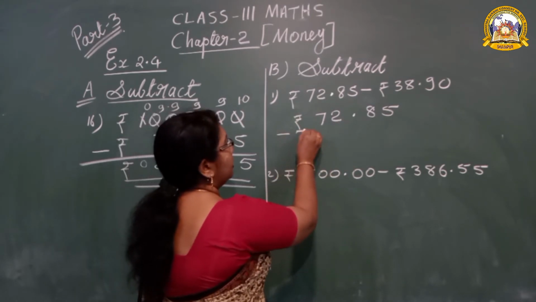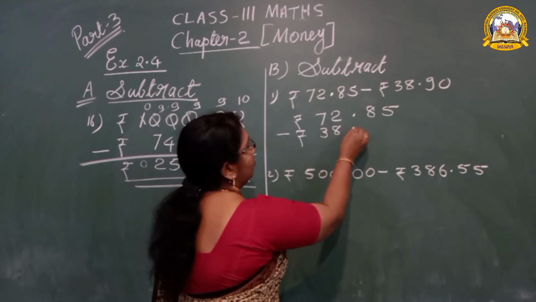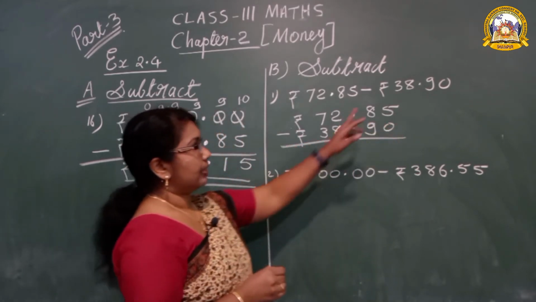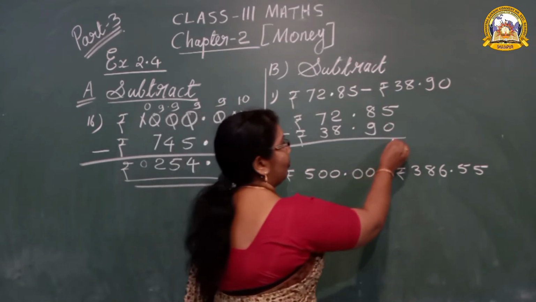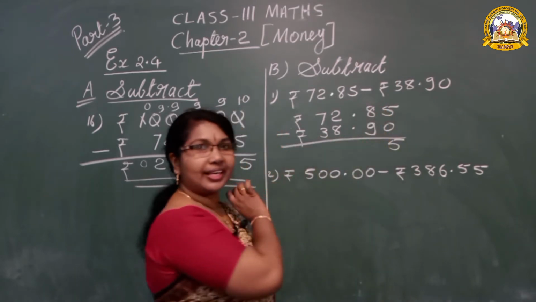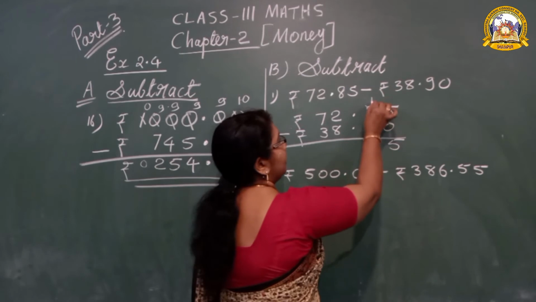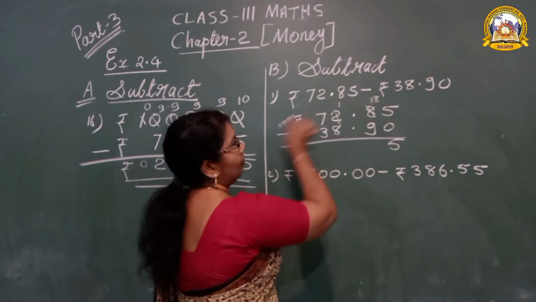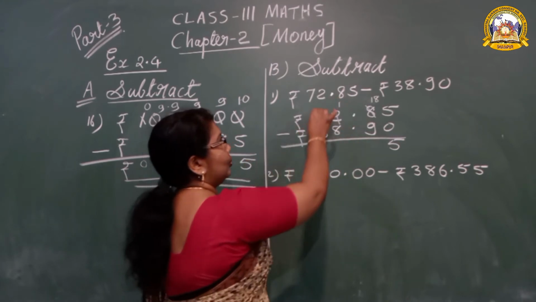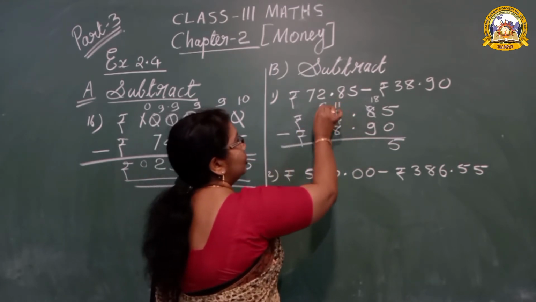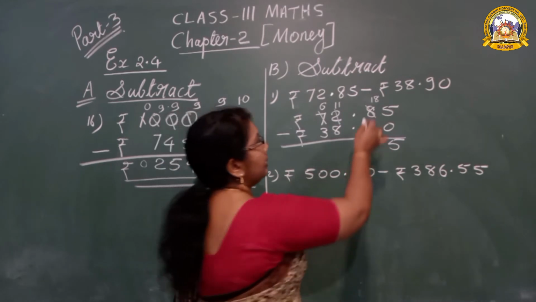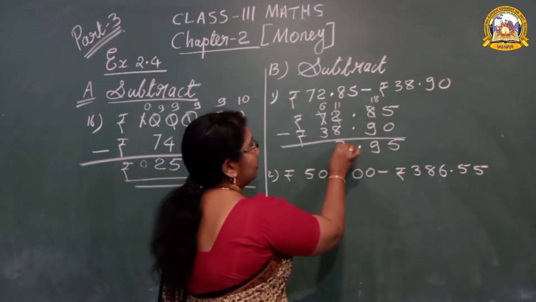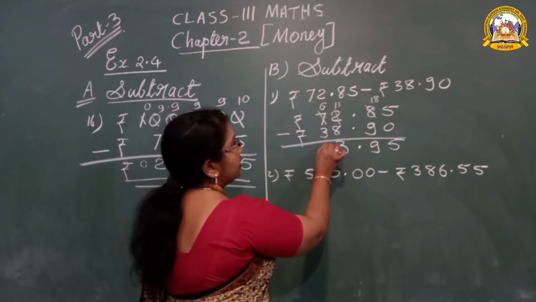Minus rupees 38.90. Where to minus here. Then 5 minus 0, 5. 8 minus 9, no, you should make it 18. From where have you taken? You have taken 1 from here. 1 minus 8, no, you should take 1 from here. It should become 6. Now 18 minus 9, 9. 11 minus 8, 3. 6 minus 3, 3.